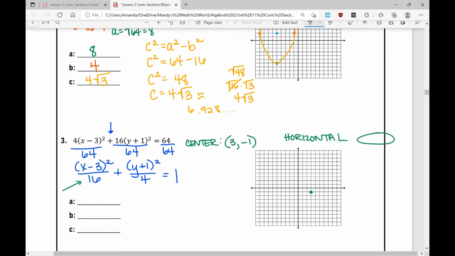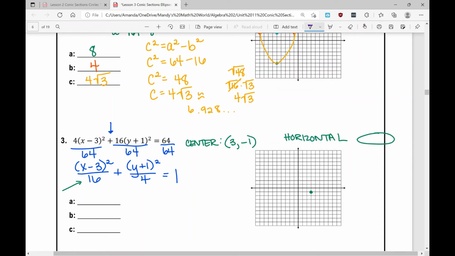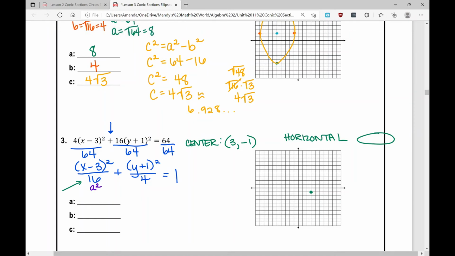So now that long side will always be a, right? This is a squared, okay? So to find the value of a, I know that a squared is 16, which means the value of a is going to be the square root of 16, which is 4. Because that ellipse is horizontal, from the center, I'm going to go out 1, 2, 3, 4 units to the right, 1, 2, 3, 4 units to the left.